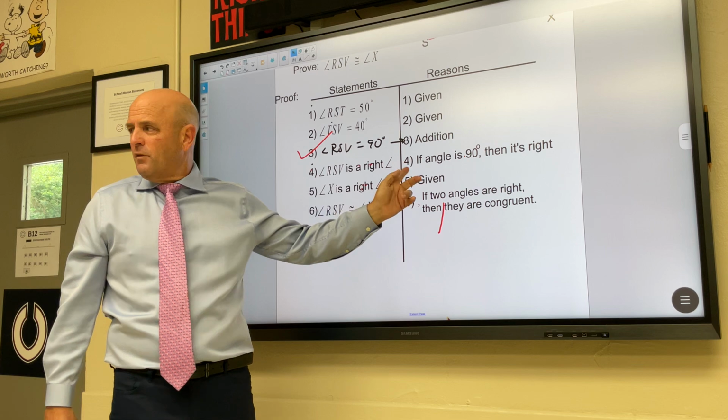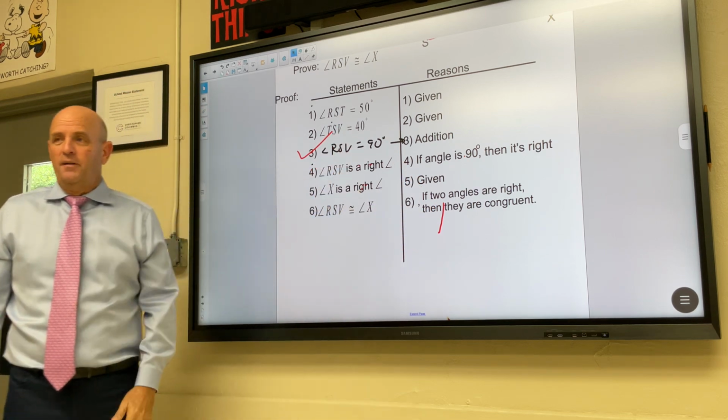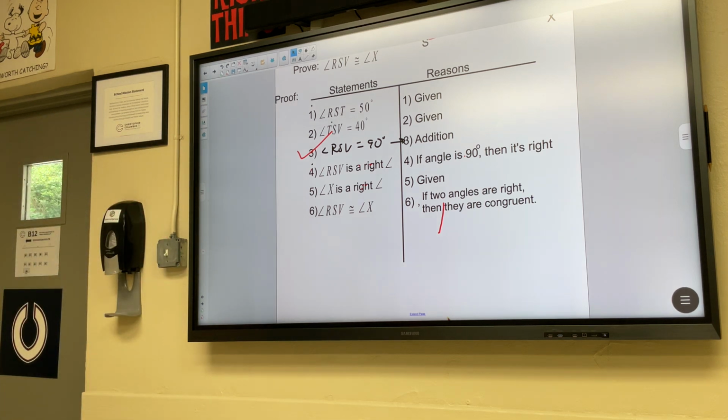Do you guys have this proof? Whatever part you don't have, fill it in. This is a nice proof too. It's in the homework. For reason number 6, I put if 2 angles have the same measure, they're congruent. No, it's not what you proved. You only proved that one of them was 90. Then you'd be proving the theorem. Use the theorem. Don't prove the theorem. Once you prove the theorem, you want to use it.